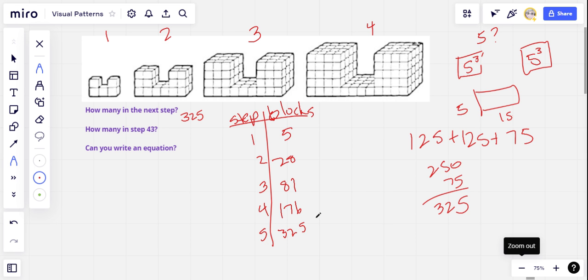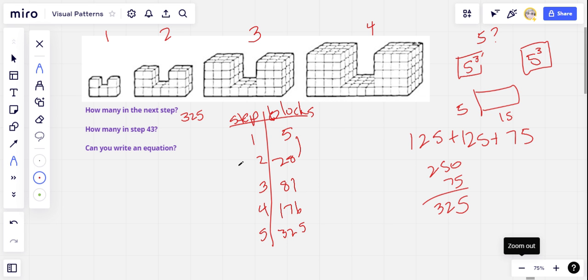So you can see these numbers are getting bigger very rapidly. So we start at 5 and we're already at 325 by step 5. So we can expect step 43 to be a pretty darn big number. Let's, as we usually do with this numerical analysis of a pattern, let's take the differences.